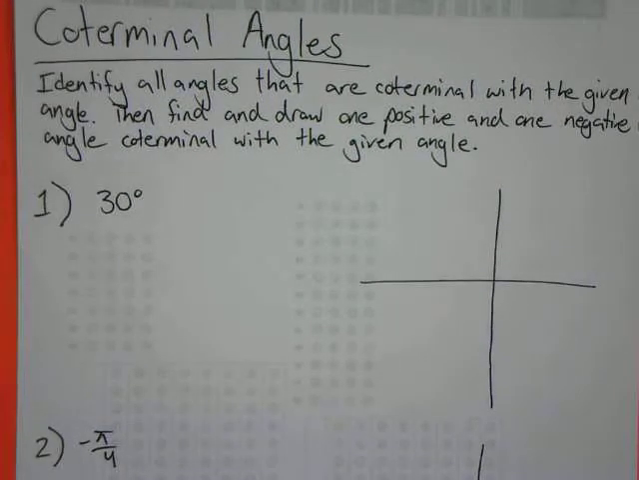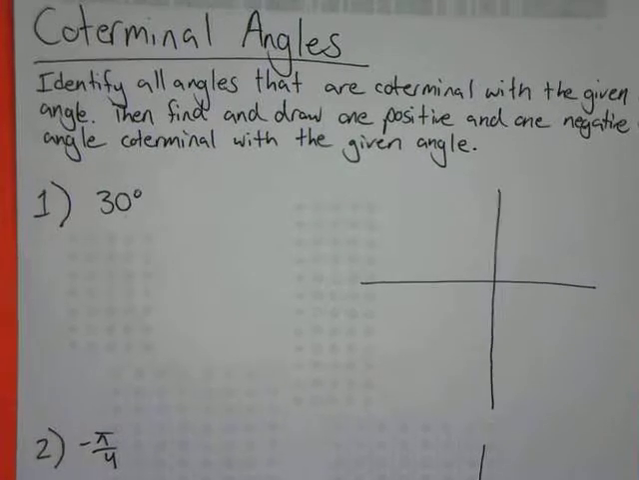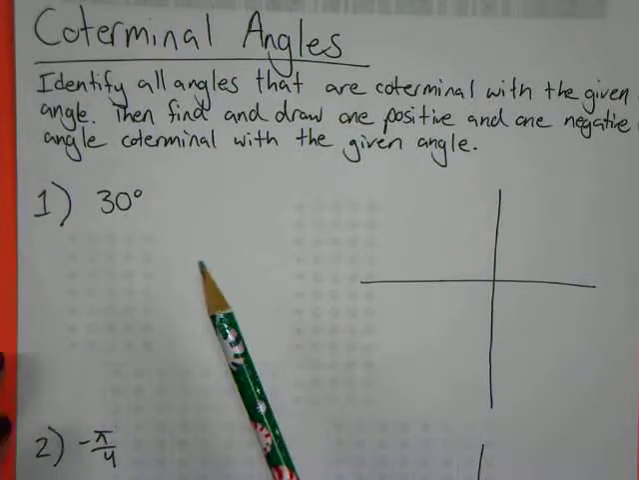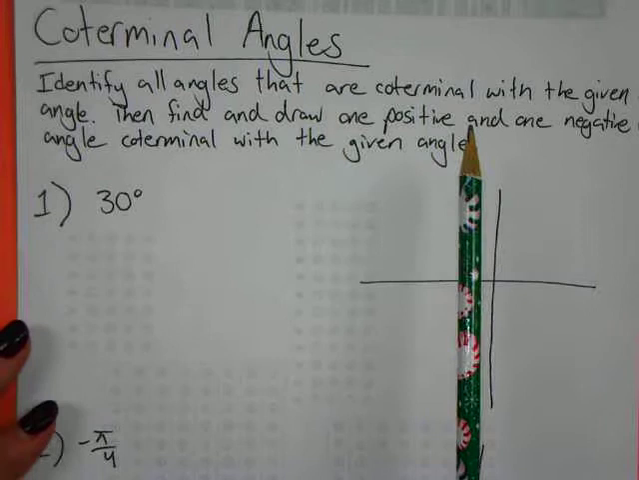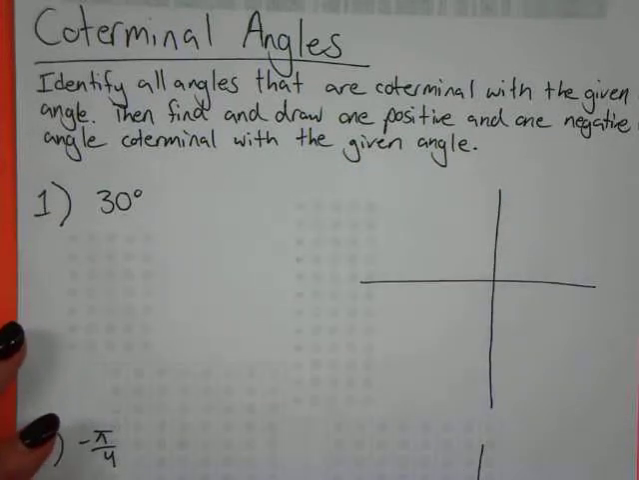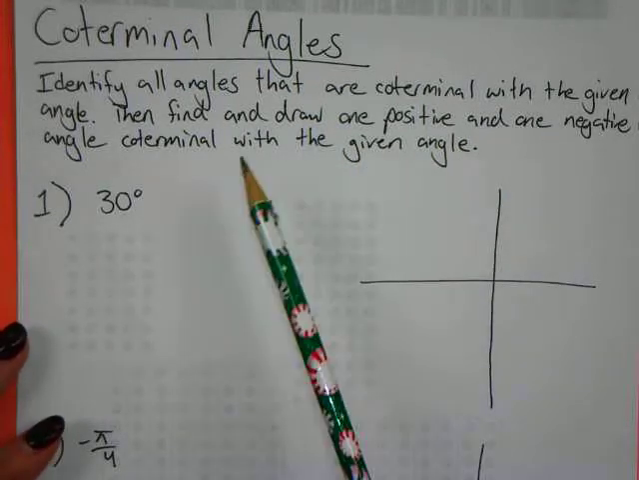So let's go ahead and read our directions here. It says, identify all angles that are coterminal with the given angle, then find and draw one positive and one negative angle coterminal with the given angle. So let's recap what a coterminal angle is.